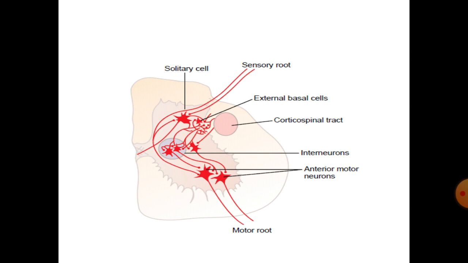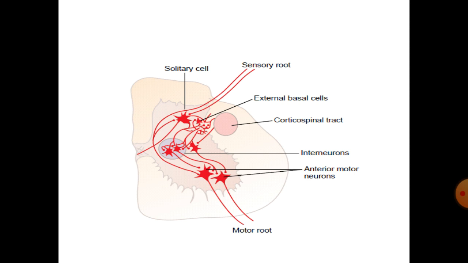You can see the sensory signals coming from the sensory root, the posterior root. This posterior sensory root may directly synapse with the anterior horn cell to give you the reflex, or may synapse with the interneurons, so that interneurons will stimulate the anterior horn cells, or they may synapse with interneurons which will send these signals to the higher centers such as the spinal cord and the brain.